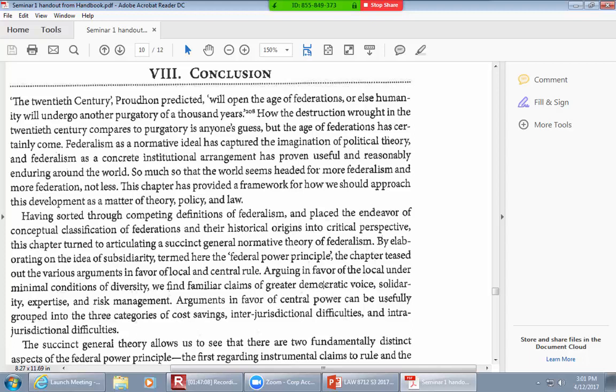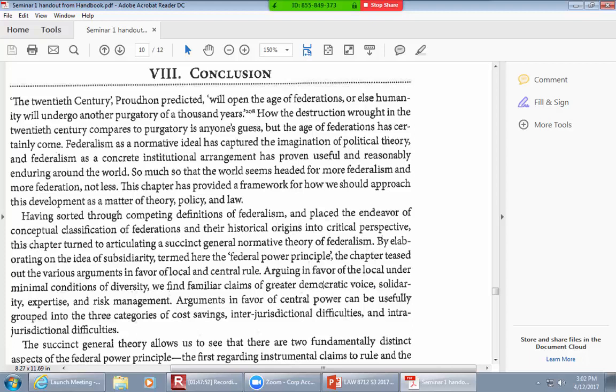He says there, this chapter turned to articulating rather a succinct, general normative theory of federalism. That's what he refers to as subsidiarity, or what he refers to also as the federal power principle. Okay? A succinct, general normative theory of federalism. So just to be sure, when you do your first assessment, you don't just say, oh, that's what this guy says. Daniel says this, then that's the holy truth. This is what Daniel says. What do you say? That's where the A and the HDs come from. You might say, I disagree with this guy. Why? You might even disagree with me.